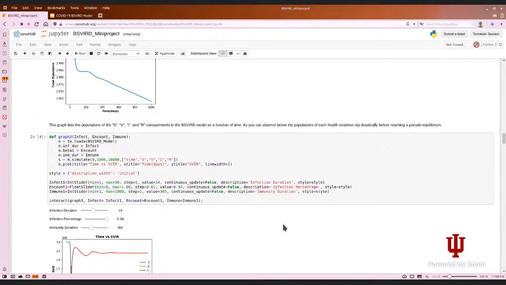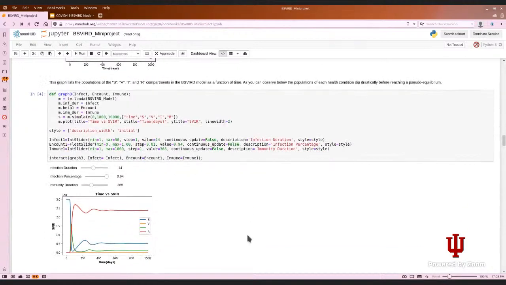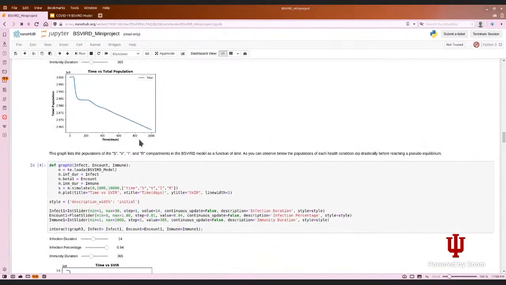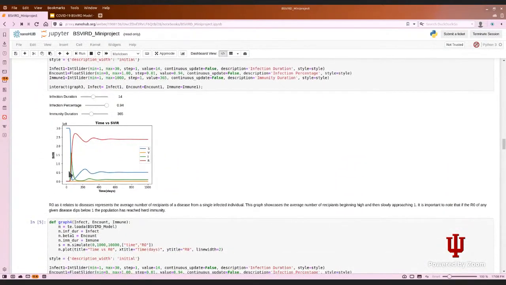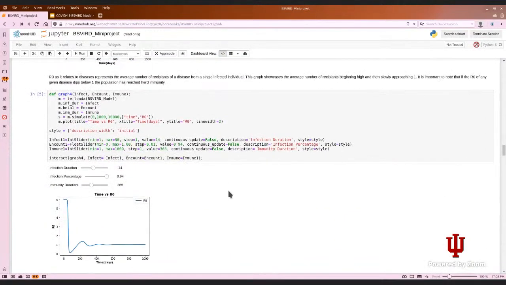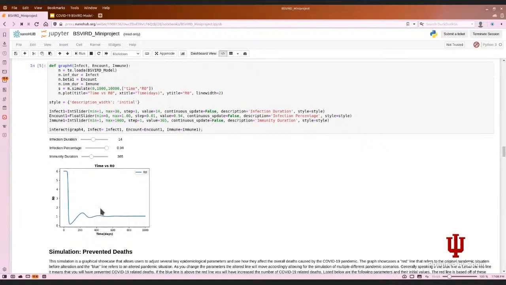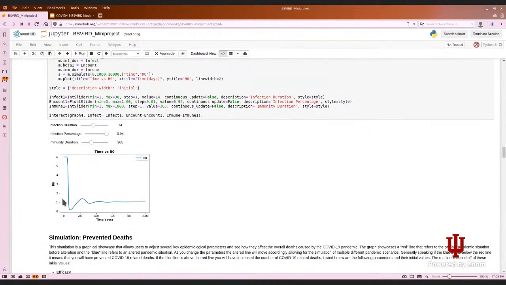But again, it's not really drawing a lot of conclusions with these figures. It's sort of showing stuff. But since it's an SVIR model and it's plotting SVIR here, it actually looks similar to the graphs that we saw, I think, on homework 4 or 5. I think what's also interesting is this R naught graph. I don't think we've plotted that before.